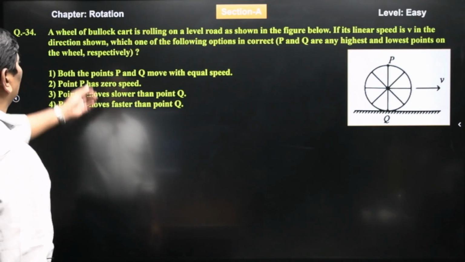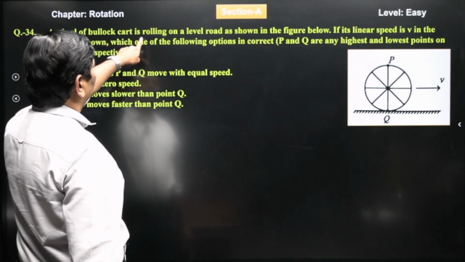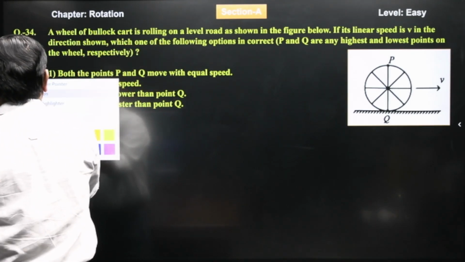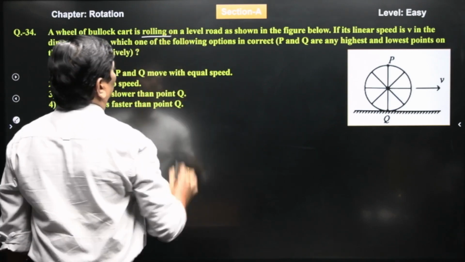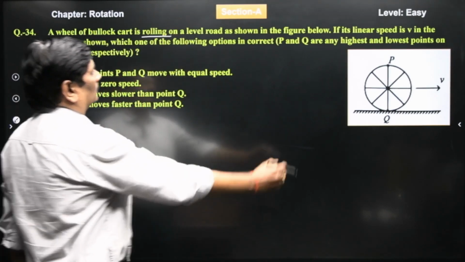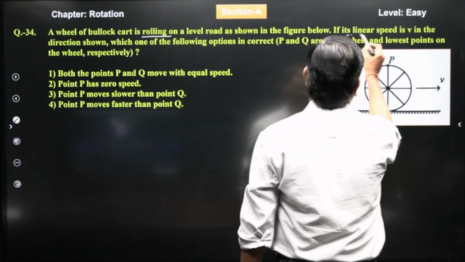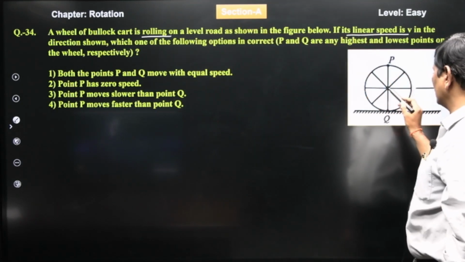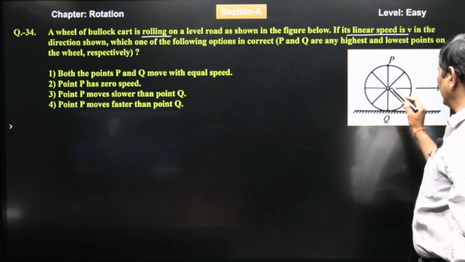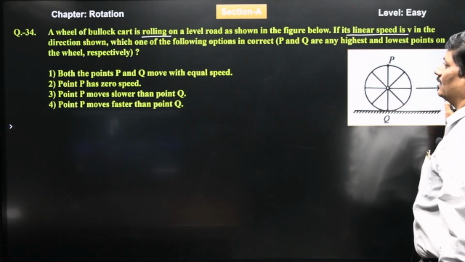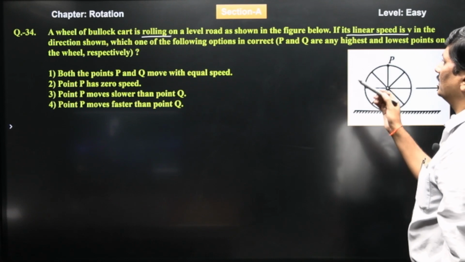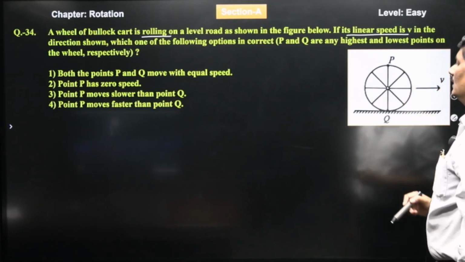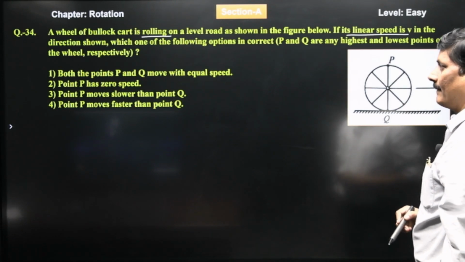See, a wheel of a bullock cart is rolling on a level road. If its linear speed is v in the direction shown, that means the center of mass of this wheel has linear speed v. Then which one of the following options is correct about P and Q points? P is the topmost point and Q is the lowest point.